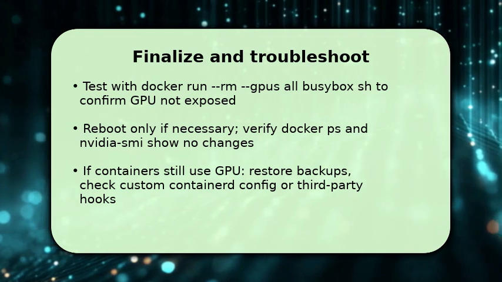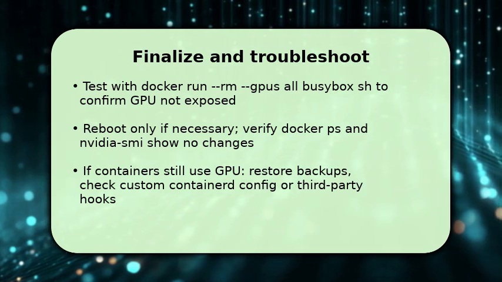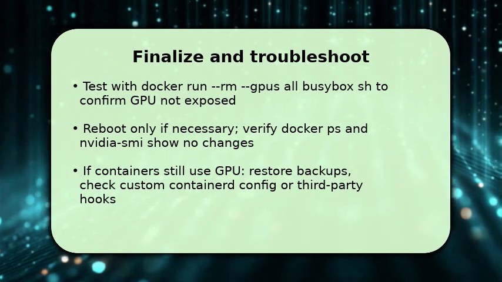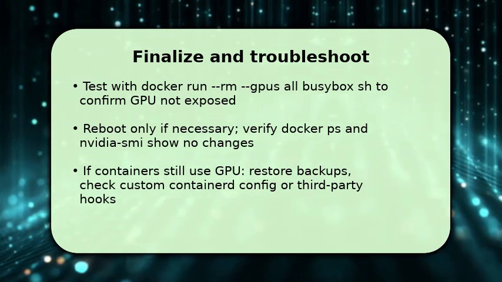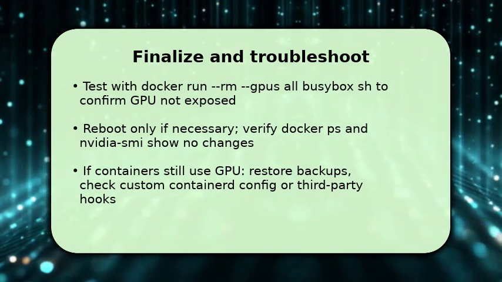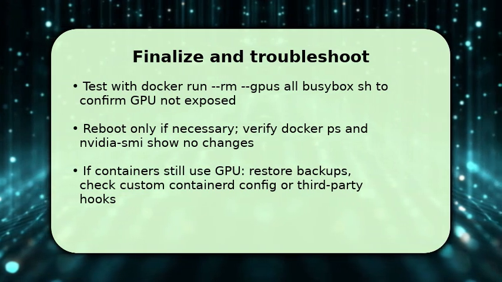Reboot only if required, then verify docker ps and nvidia-smi to ensure no unexpected processes. If containers still use the NVIDIA runtime, restore your backed up config files and inspect containerd or third-party hooks. Often an orchestration tool reapplies settings and needs manual adjustment.